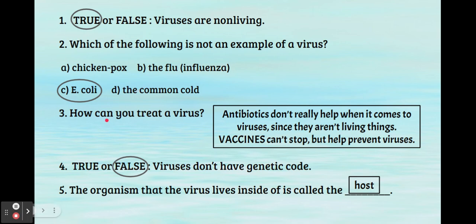How can you treat a virus? Like we talked about, antibiotics don't really help when it comes to viruses since they aren't living, but vaccines can't stop, only prevent the viruses. True or false? Viruses don't have genetic code. Like we talked about before, they do have genetic code, so that is false. My bad. False. And number five, the organism that the virus lives inside of is called the host.